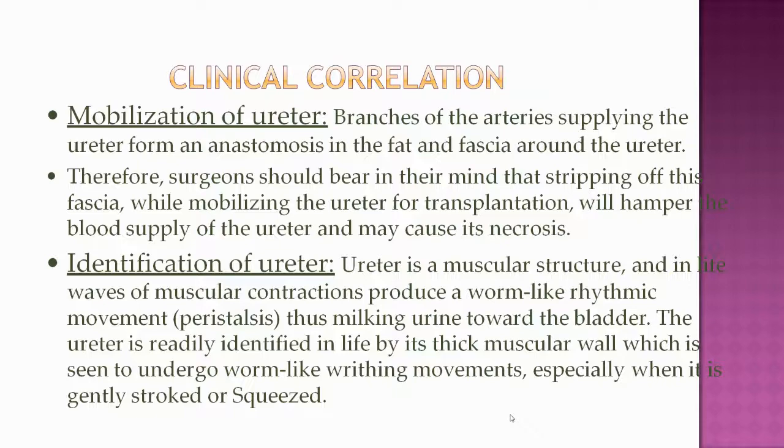Now we'll see how the identification of the ureter can be done. The ureter is a muscular structure, and in life, waves of muscular contraction produce a worm-like rhythmic movement, thus milking urine towards the bladder. The ureter is readily identified in life by its thick muscular wall, which is seen to undergo worm-like rhythmic movements, especially when it is gently stroked and squeezed.